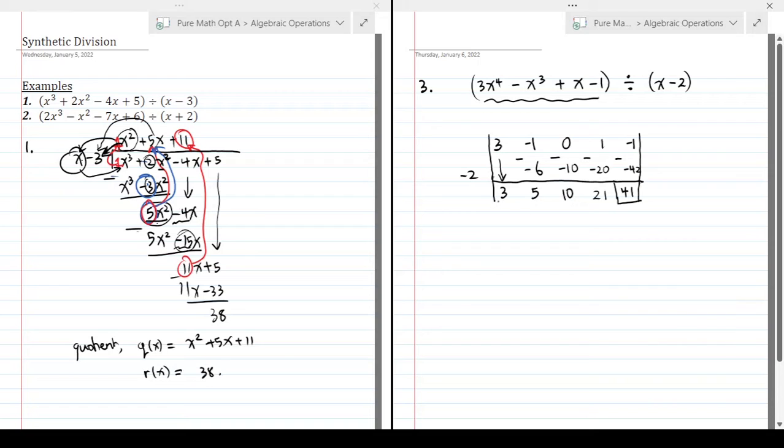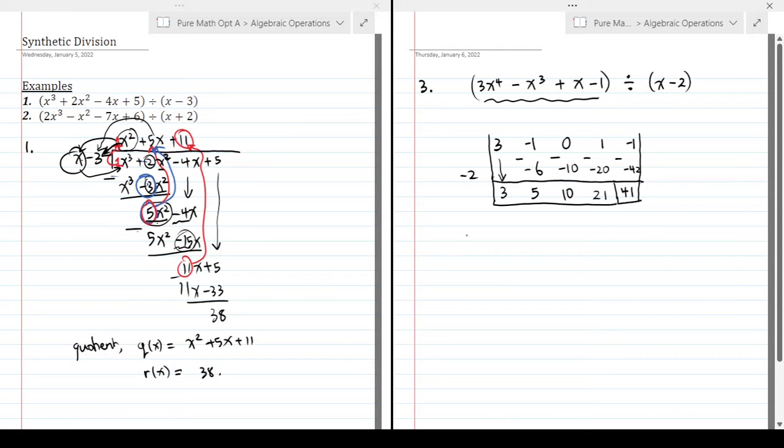Look, you have to be very careful about this string of numbers here. The string of integers here. How many of them are there? 4. 4 integers. You have to translate that back into a polynomial. What kind of polynomial has 4 coefficients? Cubic polynomial.